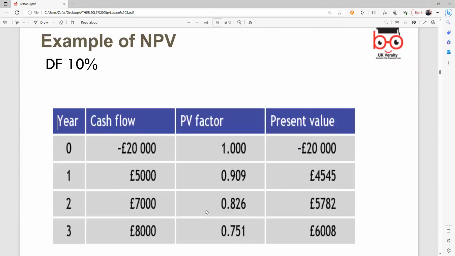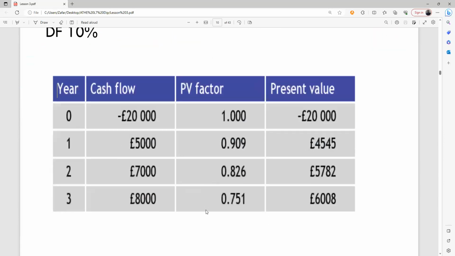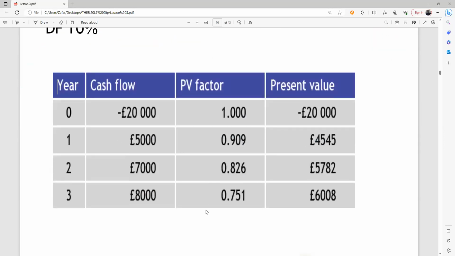Here is one example. For example, you are investing in a project which costs you 20,000 in year 0, which is today. Next year is known as year 1, then year 2 afterwards, and year 3 even afterwards. So for the 3 consecutive years, we receive 5,000 in year 1, 7,000 in year 2, and 3,000 in year 3. So that's your cash flow.